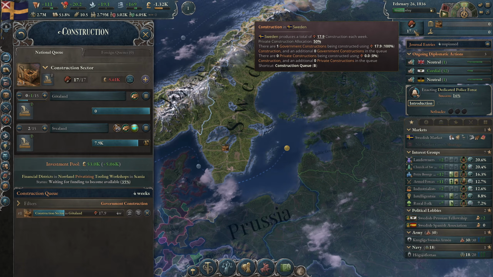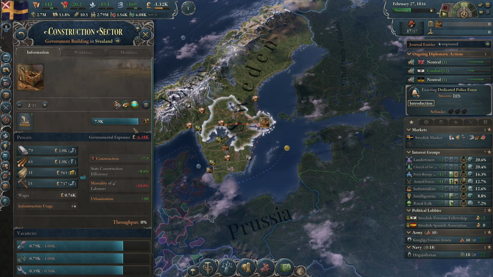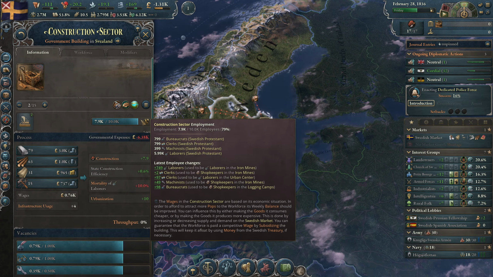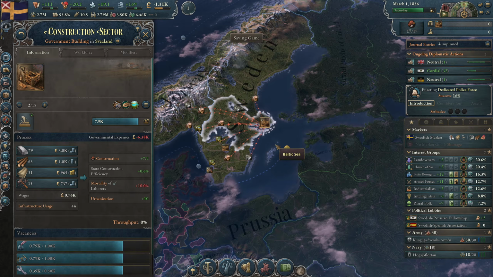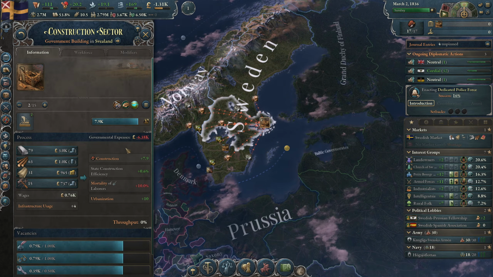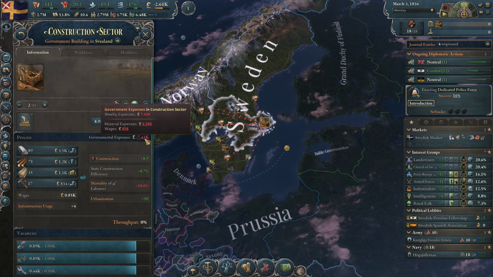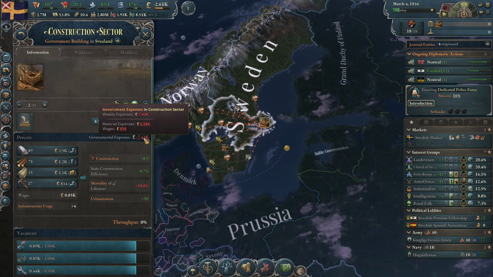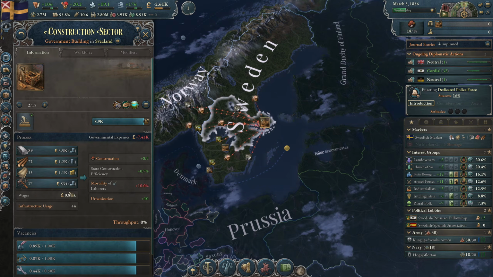Now you can see this number going up because we are hiring people. When this is fully hired with people working here, we go to 20, because we get 5 more construction out of this. You can also see that my governmental expenses are increasing, because we need to pay for all of this.